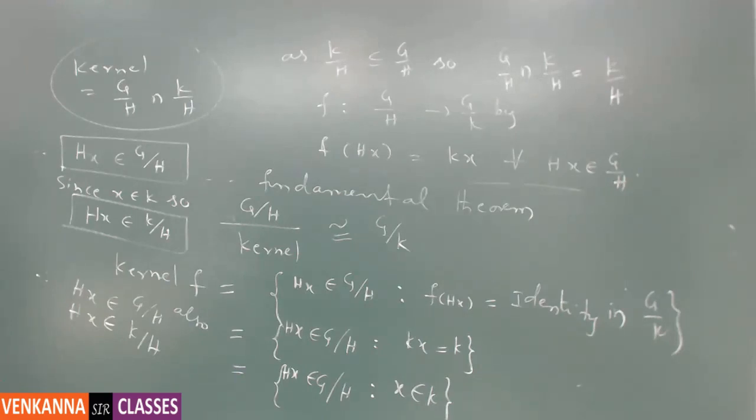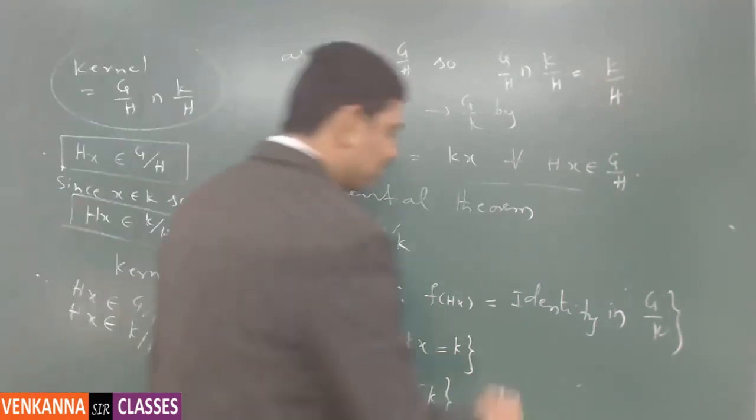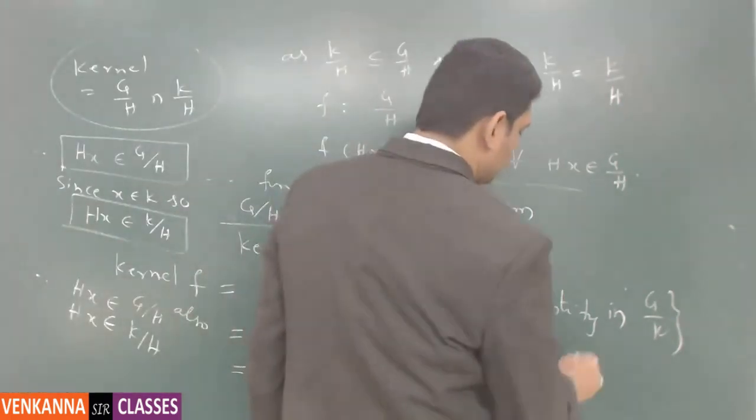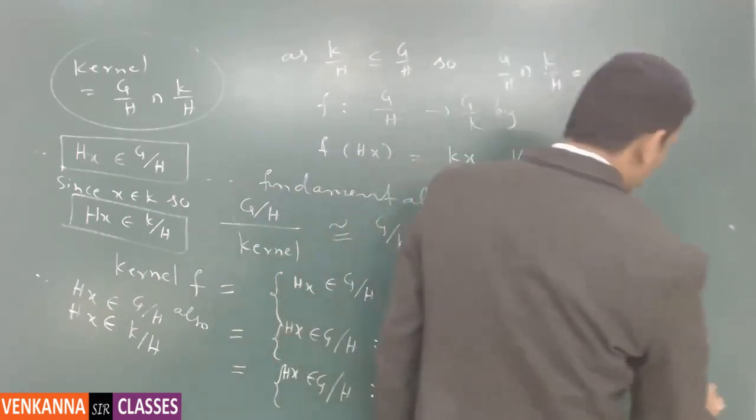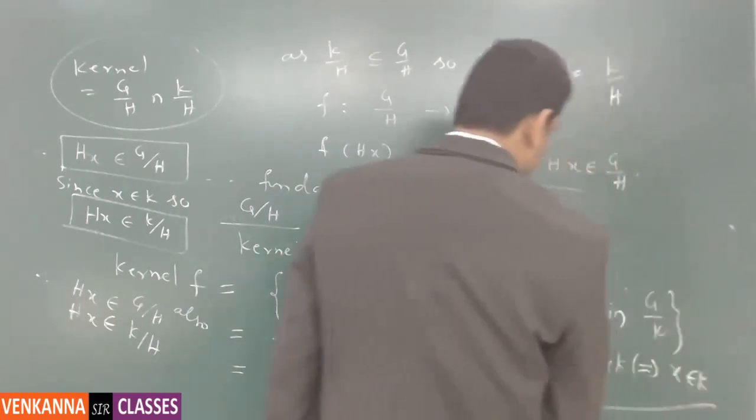From the definition, f of Hx is nothing but Kx. So, Kx is equal to K. As per coset properties, whenever a coset and the subgroup are equal, the element belongs to the subgroup. So, x belongs to K. If you have a doubt here, you can write that Kx equals K if and only if x belongs to K. This is the property of cosets we have learned earlier.